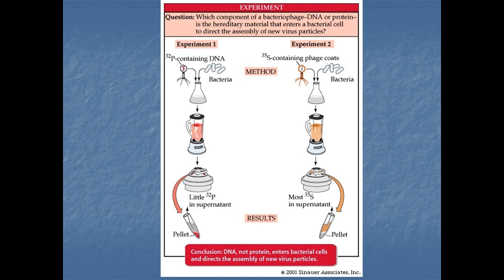In the experiment with 35S containing phage, the same thing was done, but here the sulfur will go and bind to the protein, not to DNA. After centrifugation, they found nothing in the pellet. The ghost particle, which has the protein to which this 35S sulfur is attached, is present in the supernatant. So from the supernatant, they found most of the 35S. So the conclusion: DNA, not protein, enters the bacterial cells and directs the assembly of new virus particles.